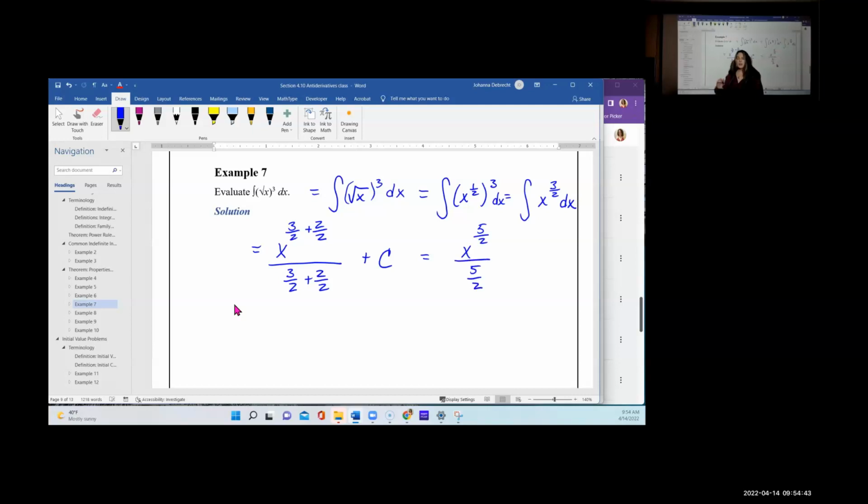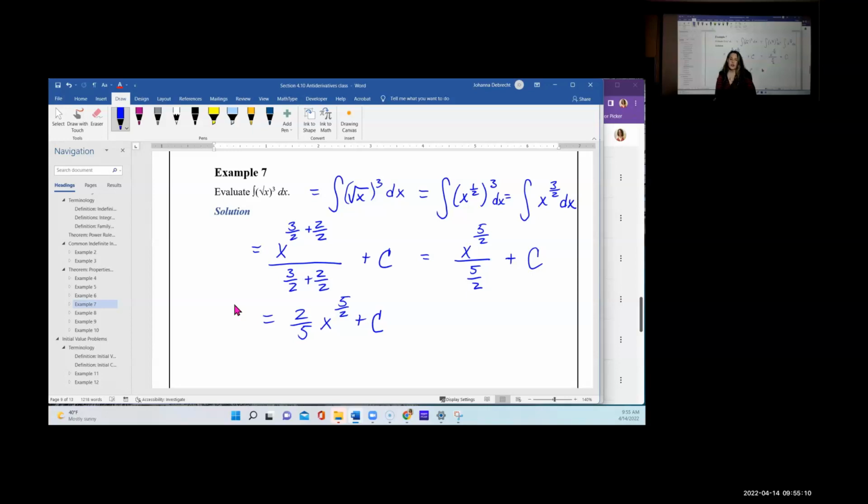And because division by a fraction is multiplication by its reciprocal, you end up moving the denominator up to the numerator. My c keeps erasing. So this gives us 2/5 x to the 5/2 plus c.